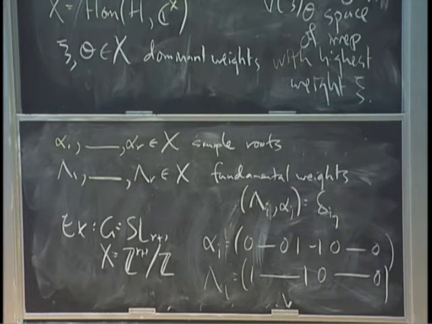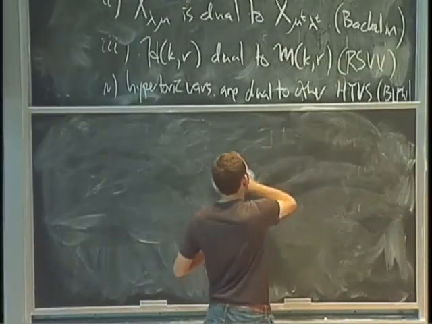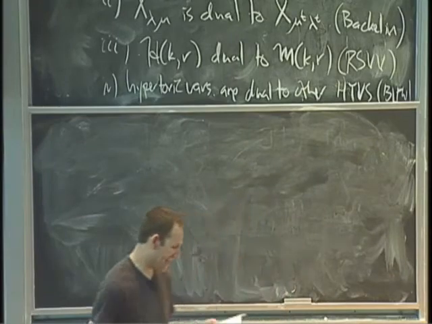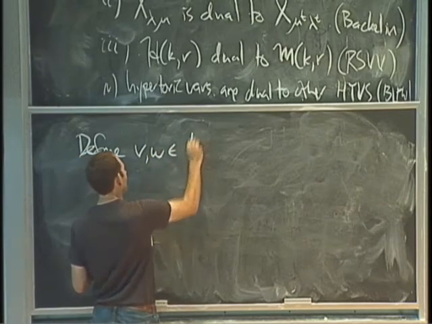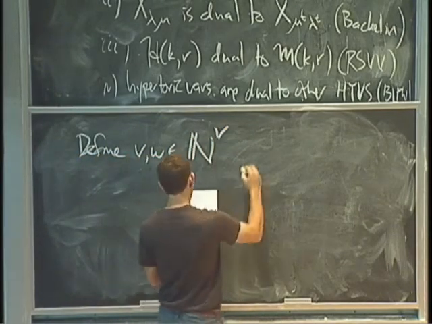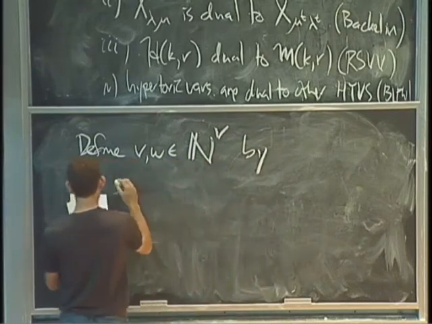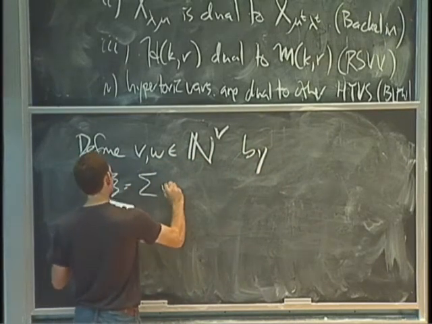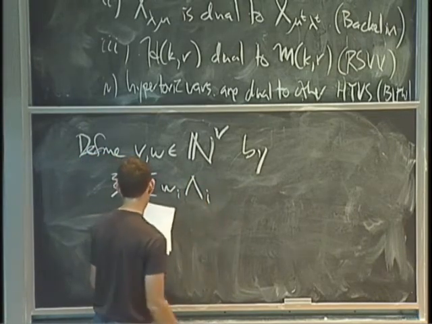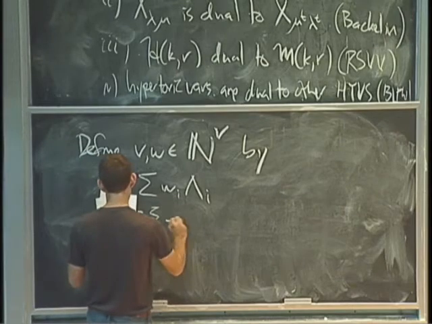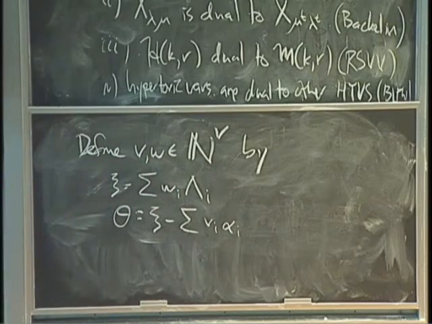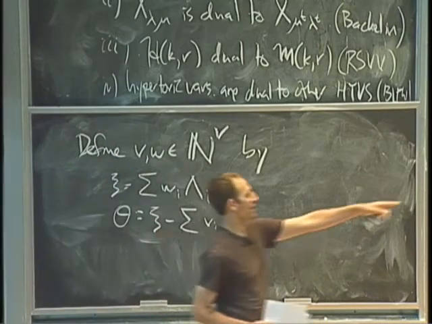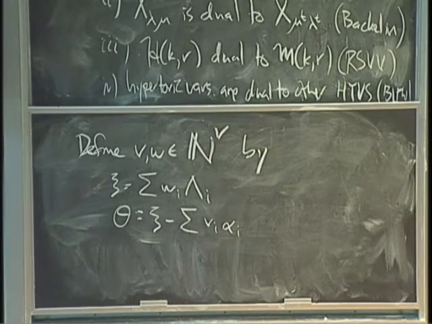So I want to construct a quiver variety, so I need to use my xi and theta to cook up dimension vectors. Victor told us how to do this, but I'll tell you again. Define v and w in N^r by the condition that xi should be the sum of w_i lambda_i, and theta should be xi minus the sum of v_i alpha_i. That's how I translate between my two weights and the dimension vector for my quiver.